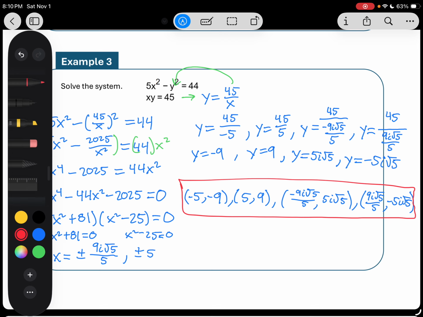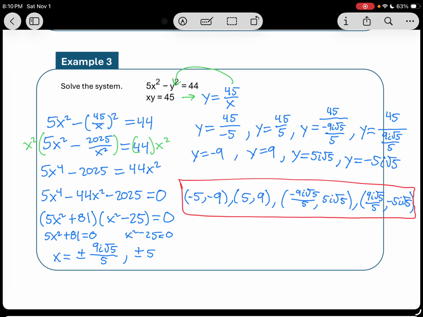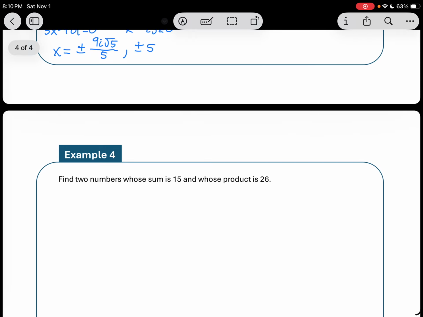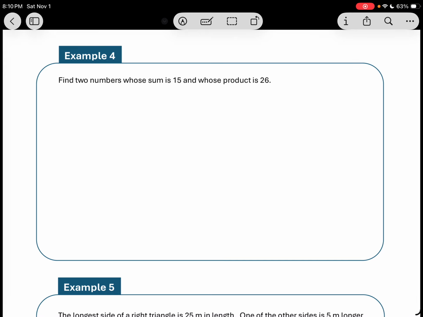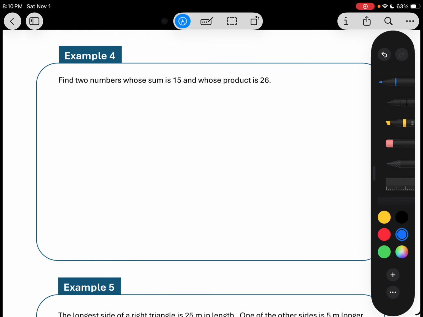Okay, let's take a look at example 4. Find two numbers whose sum is 15 and whose product is 26. So if we read that again and try to make sense of it, two numbers, let's name them x and y. Their sum would be their addition. That's equal to 15. And their product, that would be multiplication, is equal to 26.